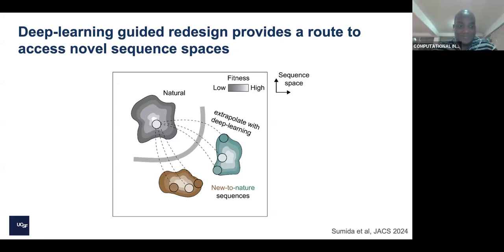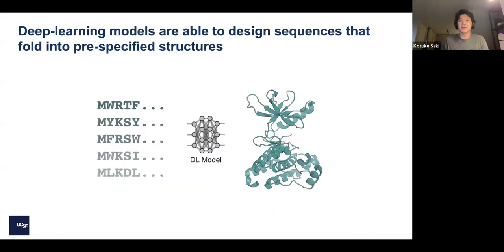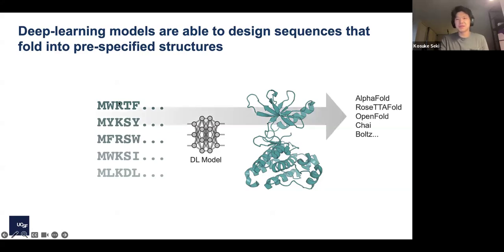So in order to explore the sequence landscape, we propose that we can use deep learning. This takes advantage of many of the advances that deep learning has provided us with, especially in the protein space. Specifically, I'm talking about deep learning models that are able to go between sequence and structure. Here I'm showing a diagram. In the forward direction, if we go from a sequence to a structure, this is what AlphaFold does.